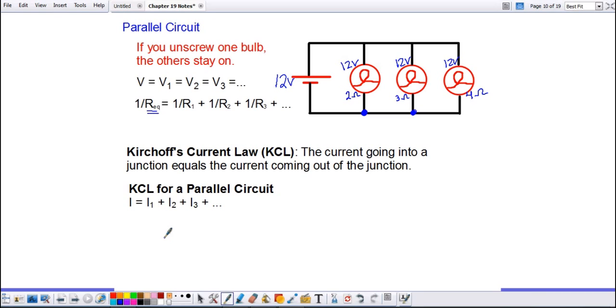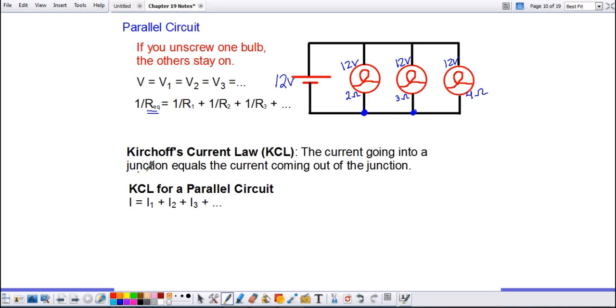You look at this equation, we've got 1 over the equivalent resistance is equal to 1 over the resistance of light bulb 1 plus 1 over the resistance of light bulb 2 plus 1 over the resistance of light bulb 3. So we're adding up the inverses, okay? But even when we add up the inverses, what we're trying to find is still the denominator. So when we go to solve that in a problem, we'll get a little more familiar with how to do that. Next one we've got is Kirchhoff's current law.